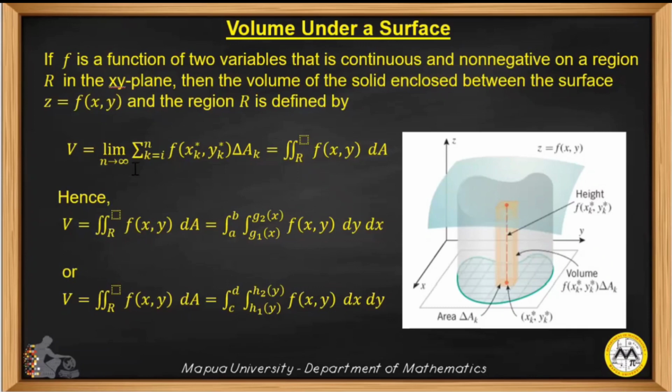Volume is equal to the limit as n increases without bound of the summation of f of x sub k, y sub k times delta A sub k, where k goes from 1 to n. Of course, we will evaluate the limit as n increases without bound. And this Riemann sum is equal to the Riemann integral, the double integral of f of x, y times the differential of A. So here we are considering z as a function of x and y. Above is the surface z, and below is the region R in the xy plane.